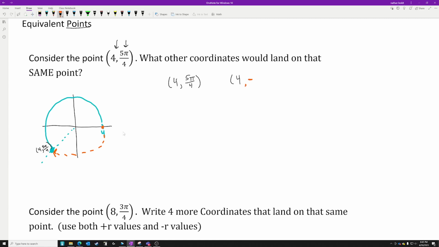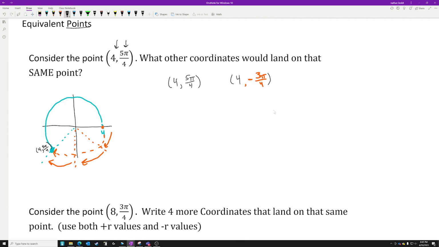Now how much of an angle do I need? We just got to remember to divide the circle into pi over 4s. And I have to go 1, 2, 3 pi over 4s. There we go. That point lands you in the exact same spot.